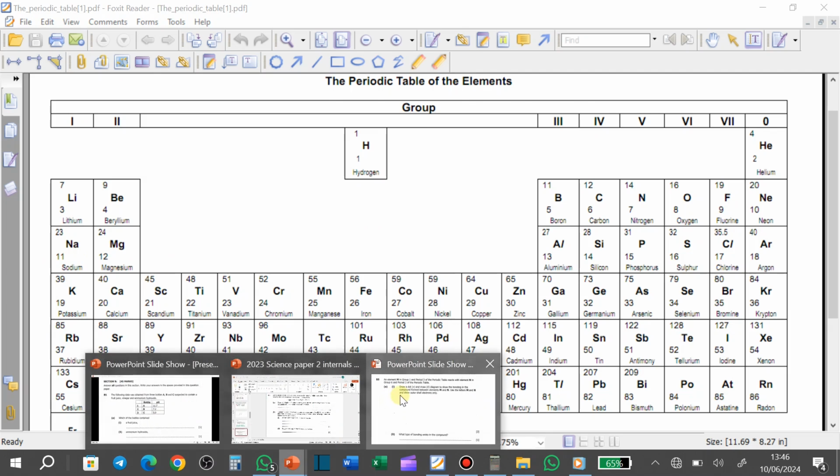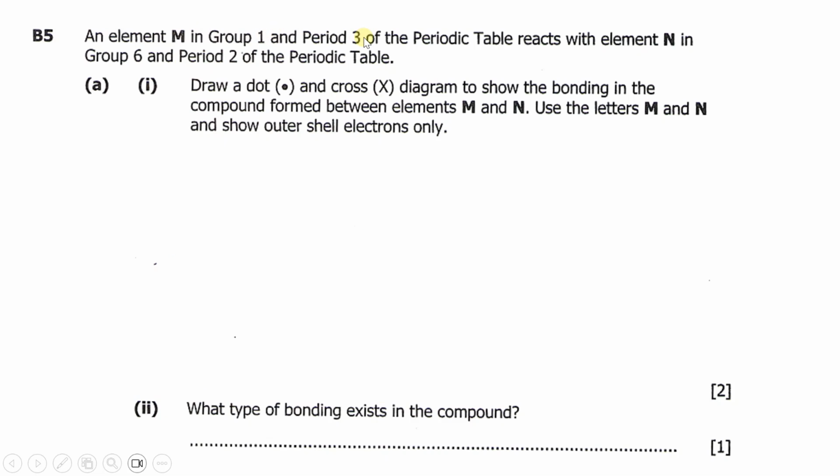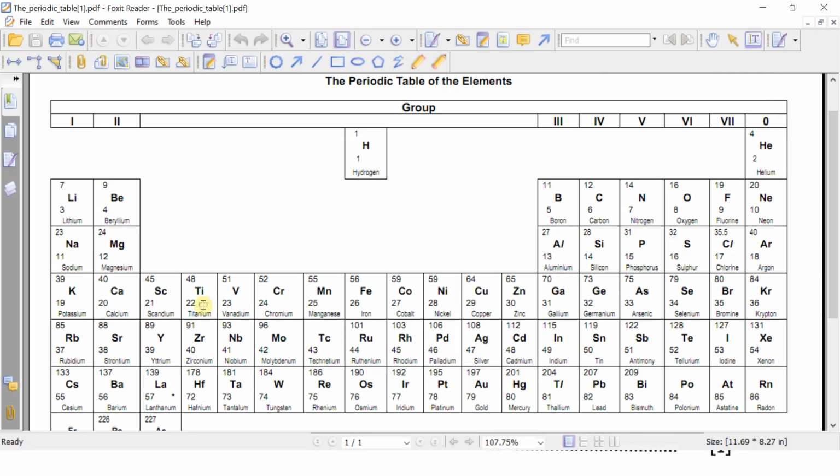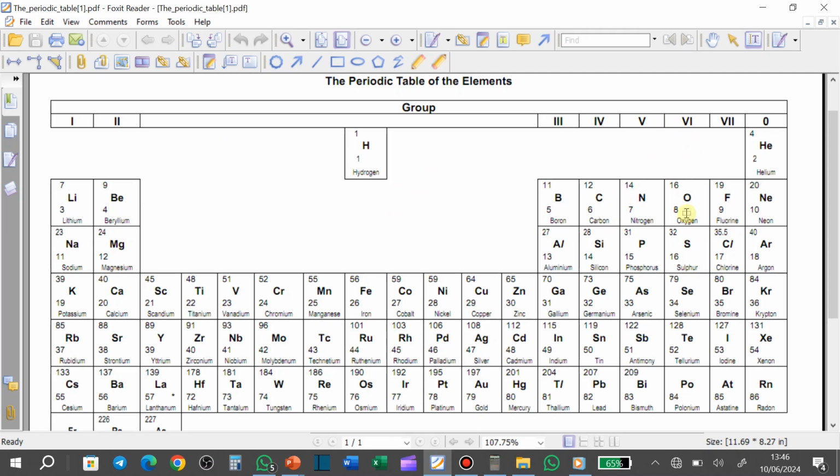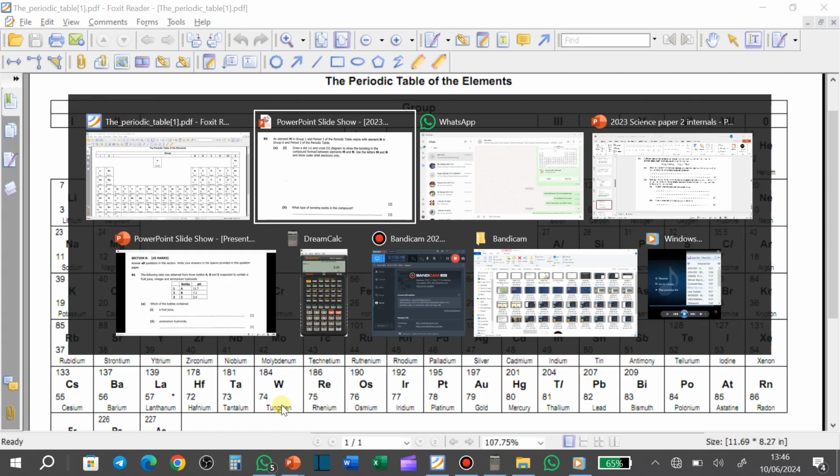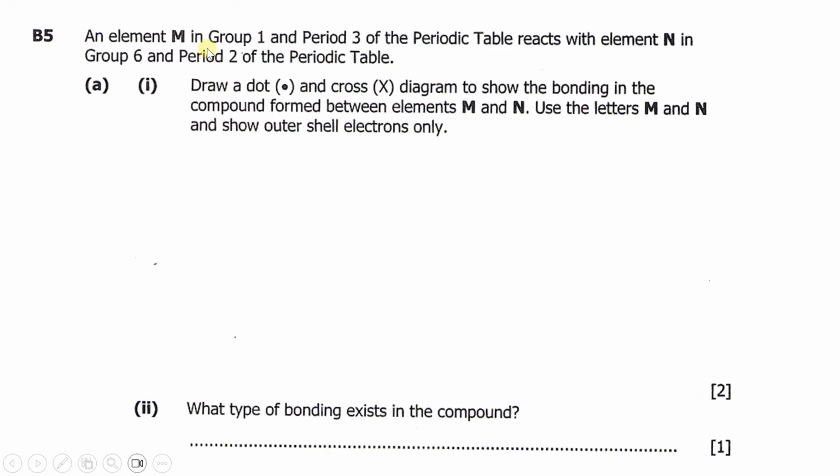Then when we come back to the question, we are told the element N is in group 6 and period 2. So again we go to group 6, this is group 6, and period 1, period 2 is this one. I'm sure this one here is oxygen, because that's what it is saying here. So that should be oxygen.